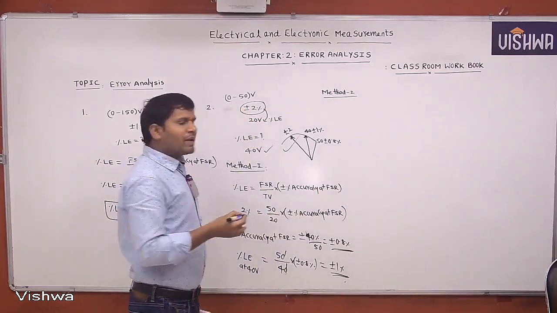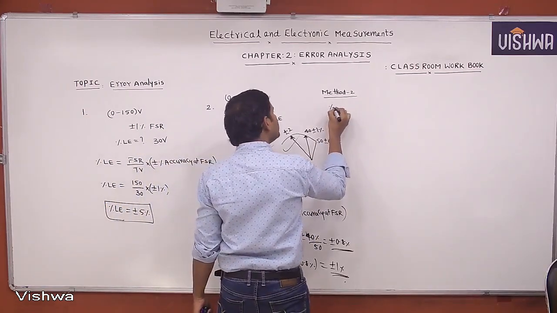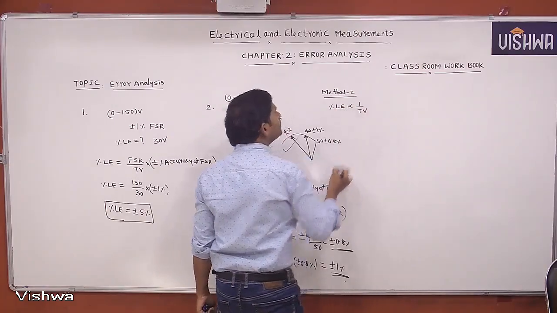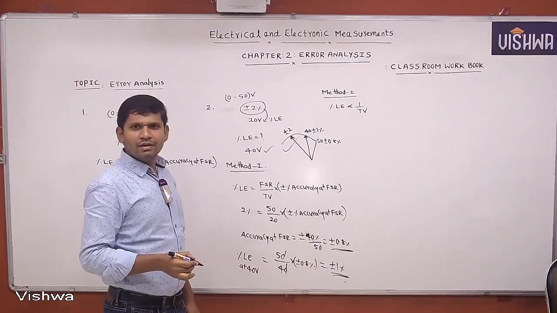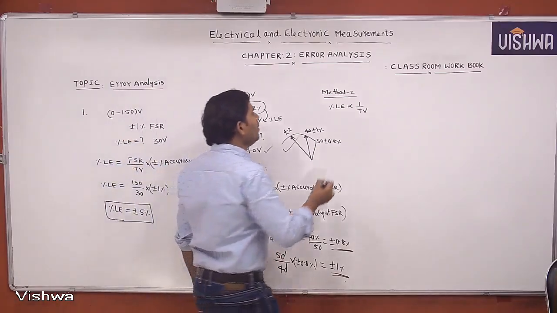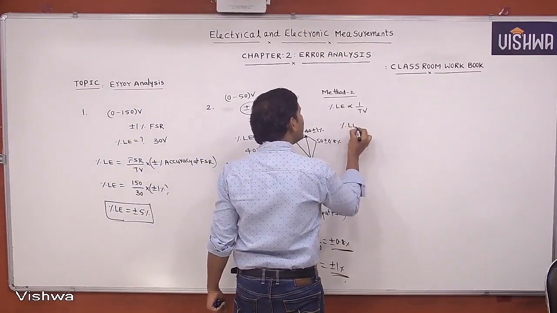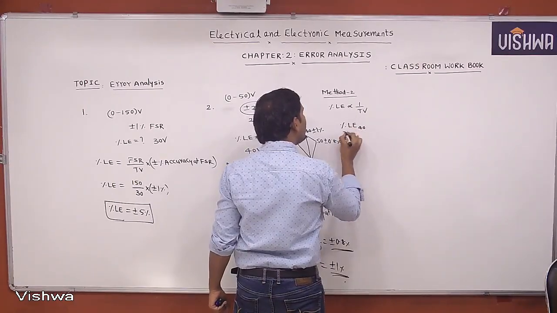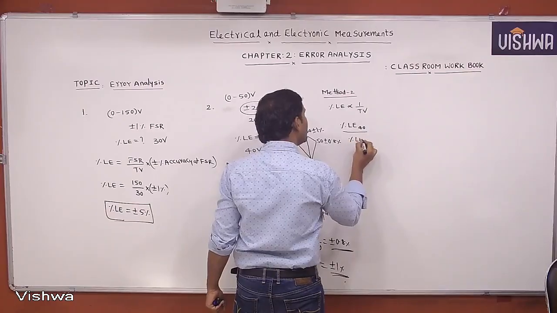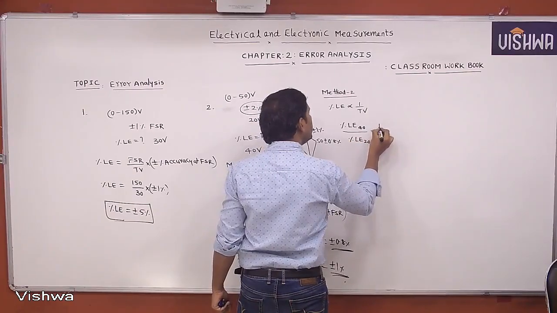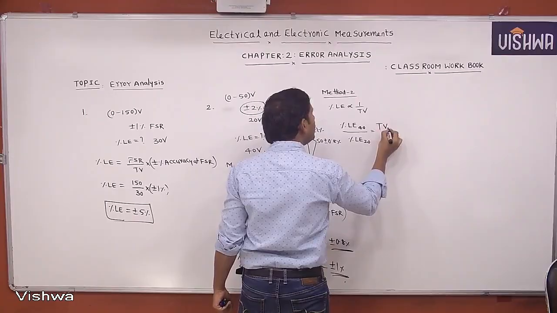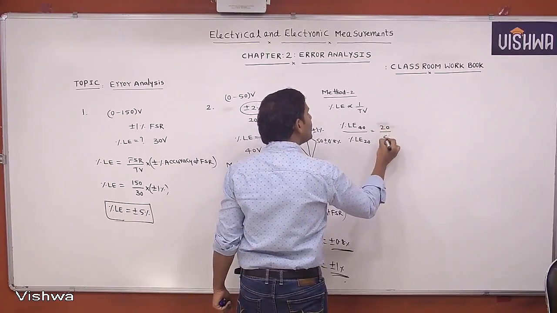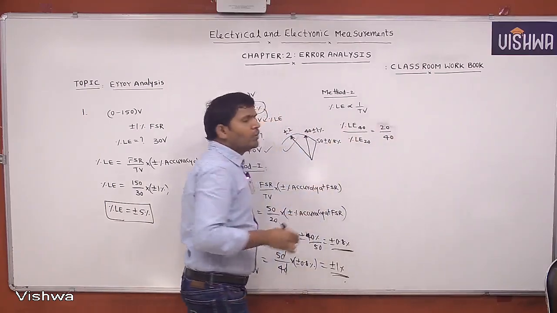What is the percentage limiting error equal to? You know this one. Percentage limiting error is inversely proportional to the true value. That relation is in the observations I gave. Then how to solve it? You want the percentage limiting error at 40 volts, so percentage limiting error at 40 volts by percentage limiting error at 20 volts is equal to inversely proportional true value. What is the true value? That is 20 volts. What is this one? 40 volts. You take it inversely proportional.